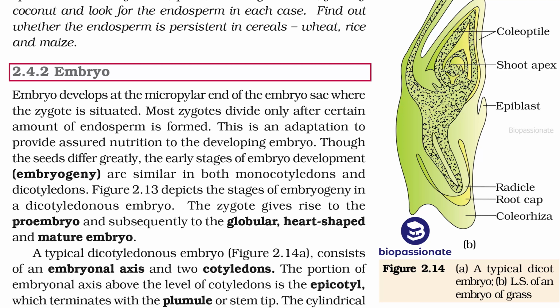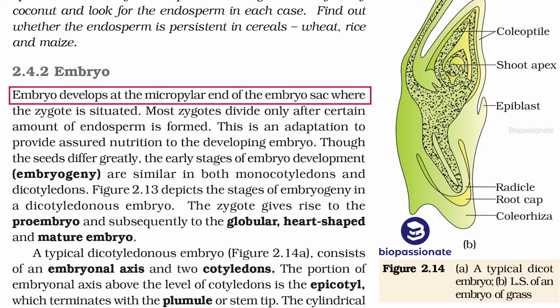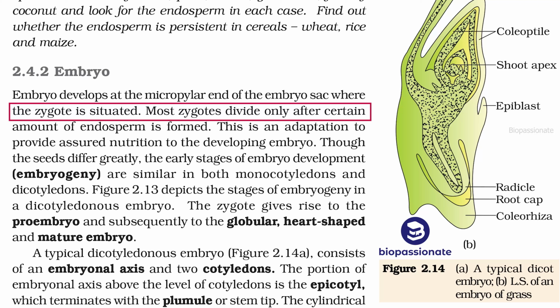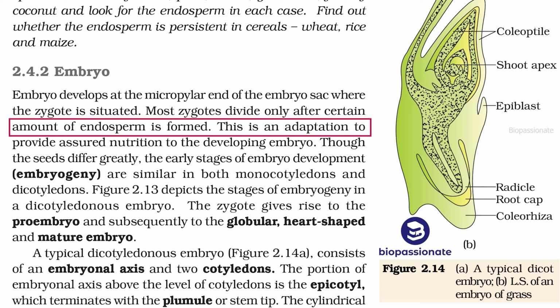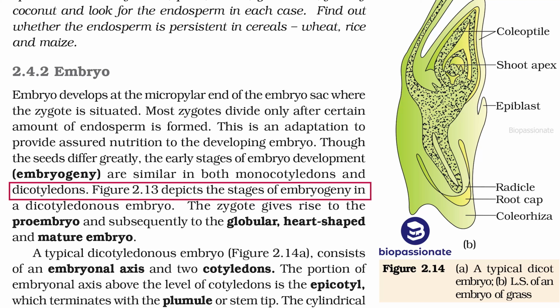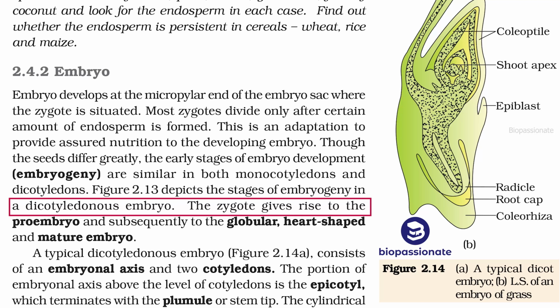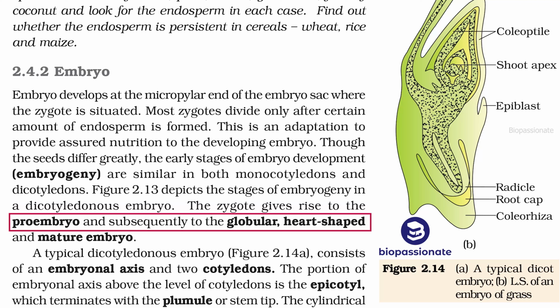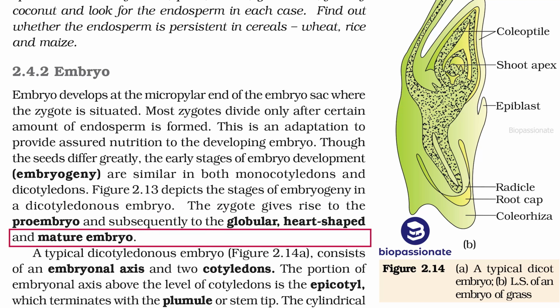2.4.2 Embryo. Embryo develops at the micropylar end of the embryo sac where the zygote is situated. Most zygotes divide only after a certain amount of endosperm is formed. This is an adaptation to provide assured nutrition to the developing embryo. Though the seeds differ greatly, the early stages of embryo development, embryogeny, are similar in both monocotyledons and dicotyledons. Figure 2.13 depicts the stages of embryogeny in a dicotyledonous embryo. The zygote gives rise to the proembryo and subsequently to the globular, heart-shaped, and mature embryo.